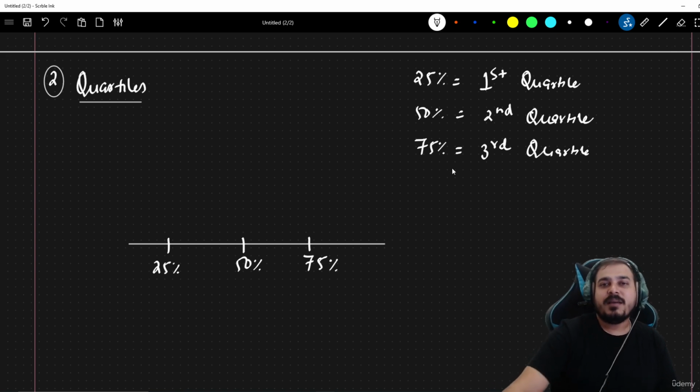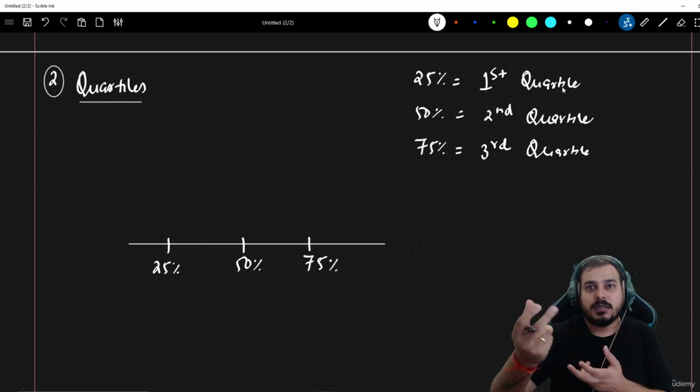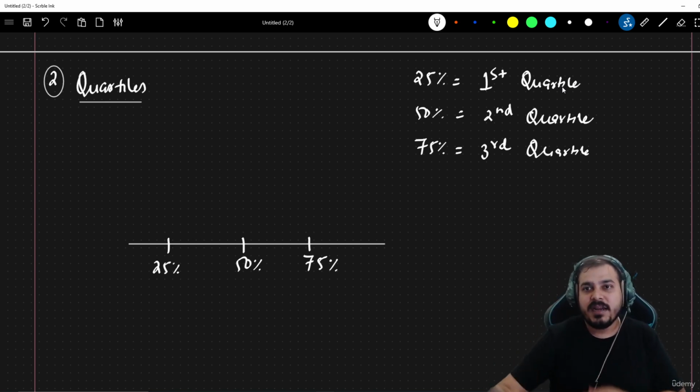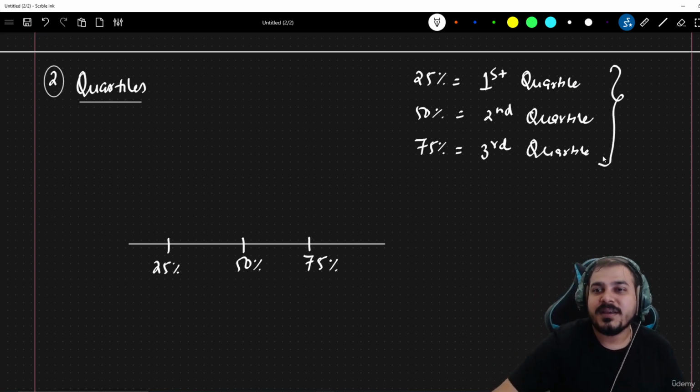So every 25 percentile that we are considering is defined by quartiles. Quartile basically means quarter, right? 1/4, right? So this is the basic understanding with respect to quartiles.